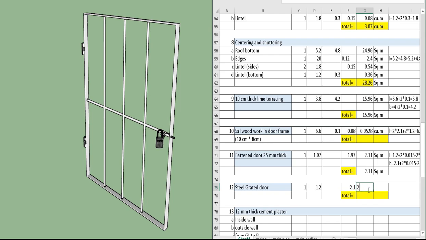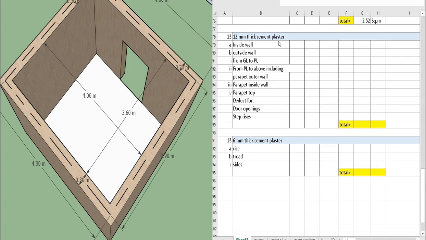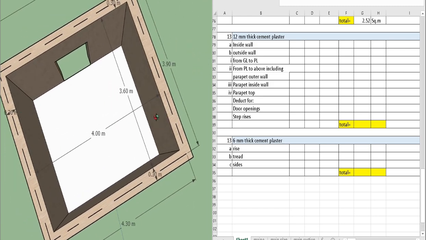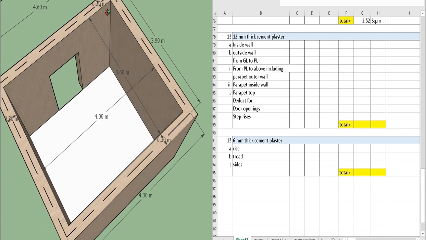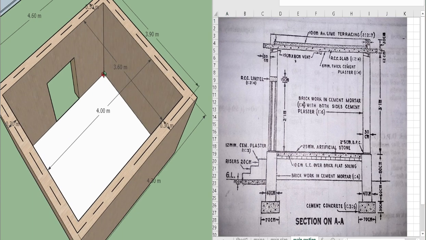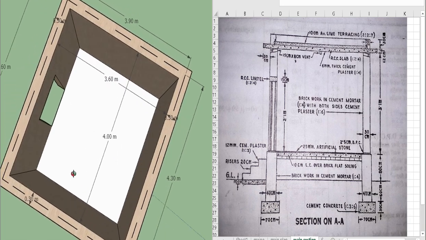So the total quantity is 2.52 meter square. Now we have to do 12 mm thick cement plaster. Firstly, we have to do the cement plaster on the inner side of this room. That means we have the inner dimension of this room 4 meter into 3.6 meter, and the height of this room is 3.1 meter. So we have to first calculate the perimeter of the inner side of this room and multiply by its height.